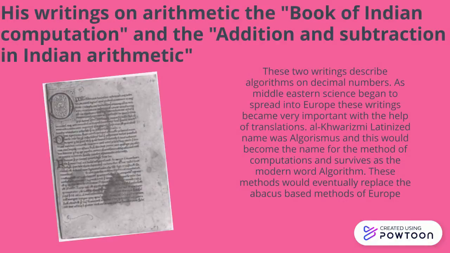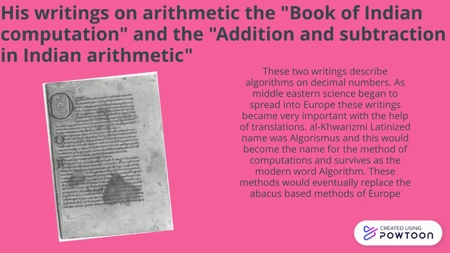Muhammad also had 2 very influential writings on arithmetic, the Book of Indian Computation and the Addition and Subtraction in Indian Arithmetic. These 2 writings describe algorithms on decimal numbers. As Middle Eastern sciences began to spread into Europe, these writings became very important with the help of translations.